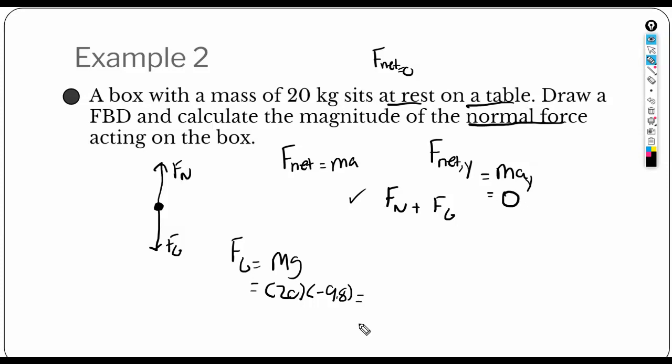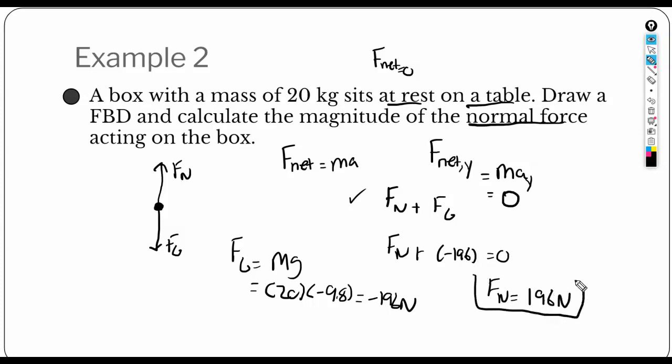All right, so I'm going to get my calculator, and I'm going to multiply 20 times negative 9.8, and I get negative 196 newtons. And once I have Fg, now I can go back in and plug in and find the normal force is 196 newtons. Okay, so that is example 2. So a little bit of a more challenging second law problem, but still not anything too crazy. Pause it there if you need to look at that some more.